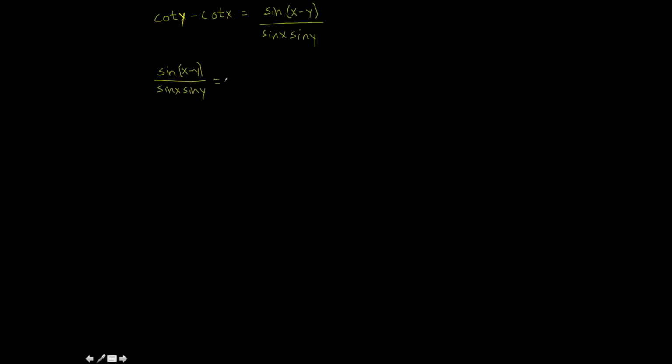So what's the identity for sine of x minus y? Well, that is sine x cosine y minus cosine x sine y, all over sine x sine y.